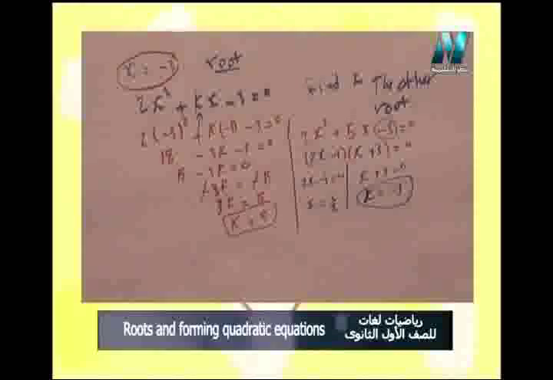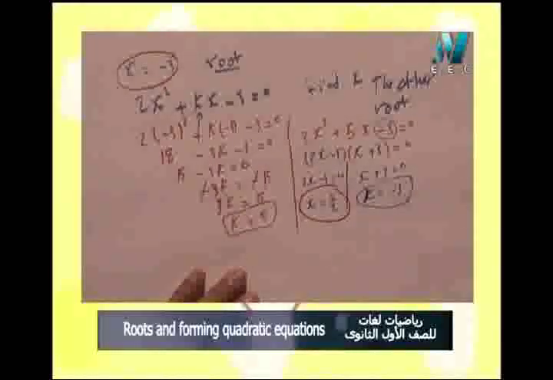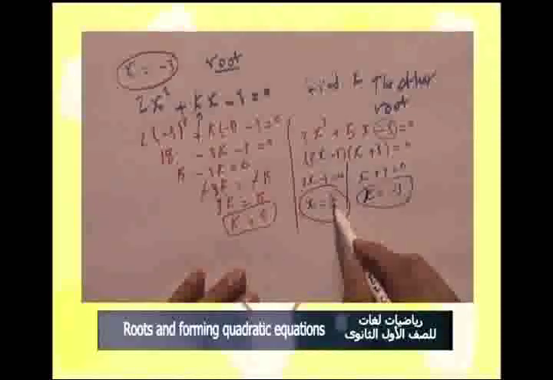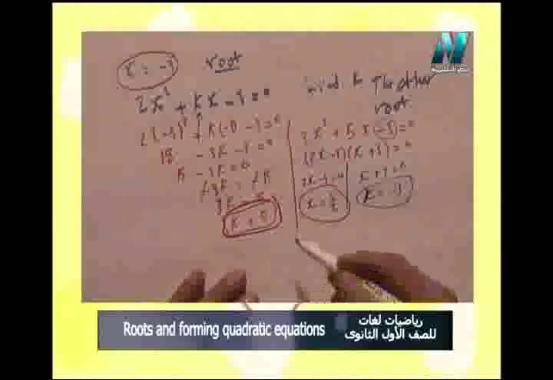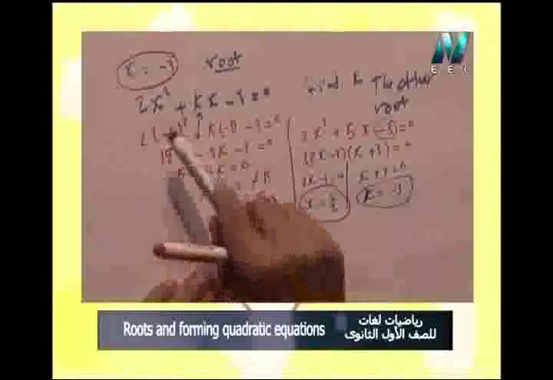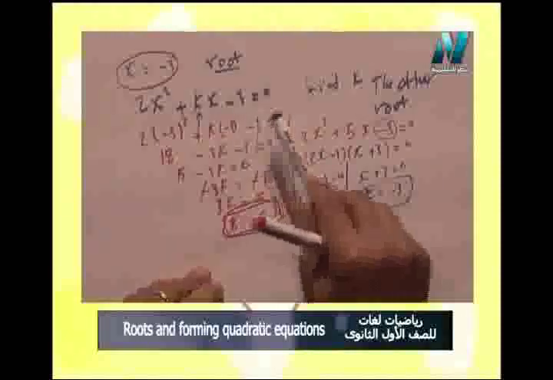Then where is the other root? The other root will be equal to half, and k here equals 5. So we have answered the question now. Let's move to the next method to solve the same equation.